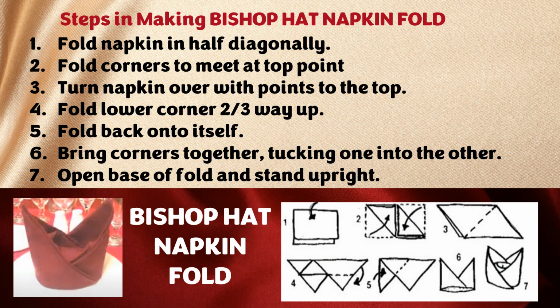Steps in making bishop's hat napkin fold. 1. Fold napkin in half diagonally. 2. Fold corners to meet at top point. 3. Turn napkin over with points to the top. 4. Fold lower corner 2/3 way up. 5. Fold back onto itself. 6. Bring corners together, tucking one into the other. 7. Open base of fold and stand upright.